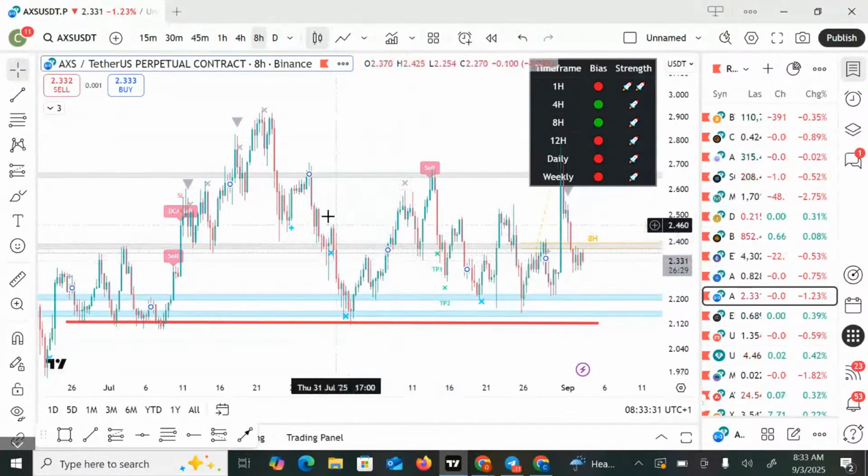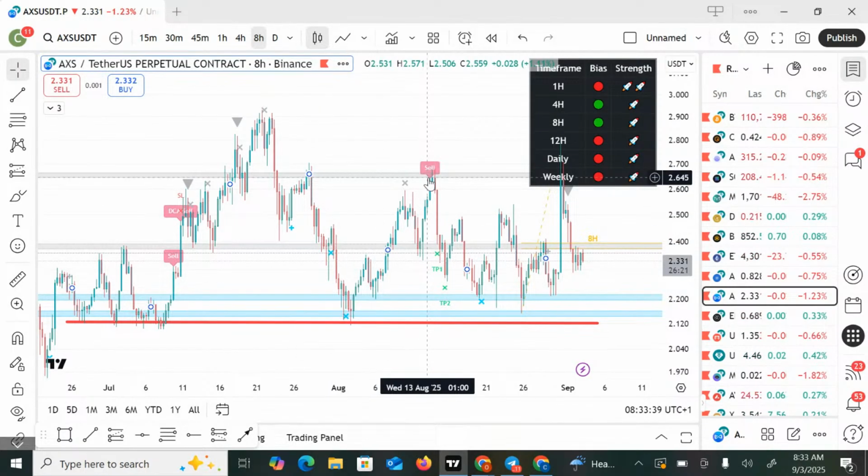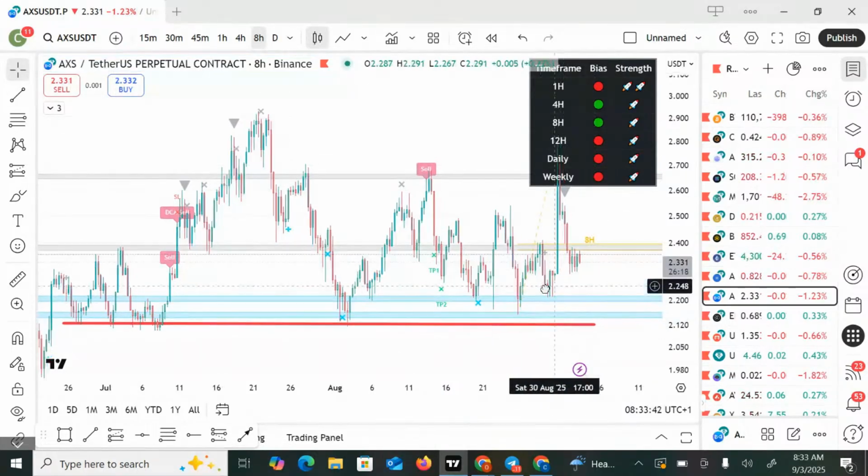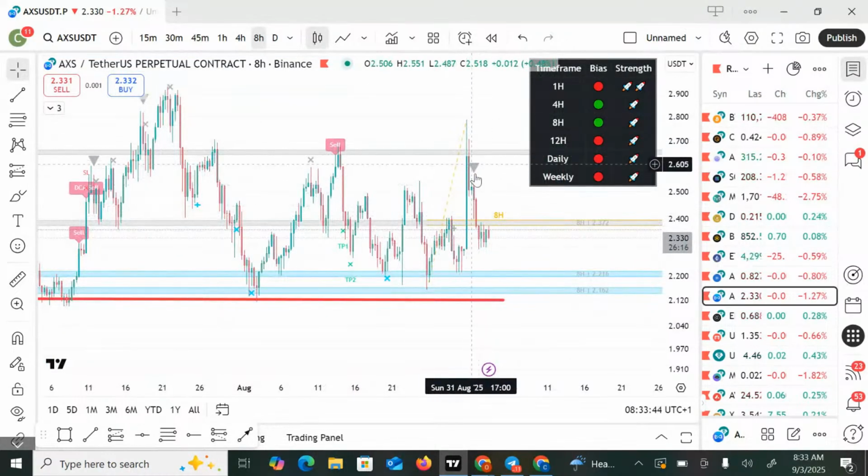And I can actually conclude that here is a resistance, because each time the market gets here, it goes back down. Each time the market gets here, it goes back down.